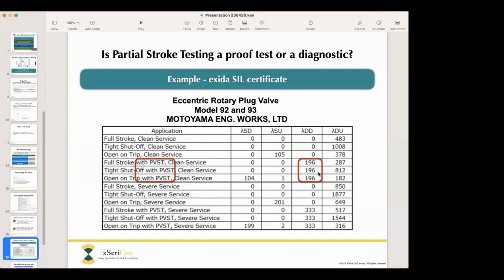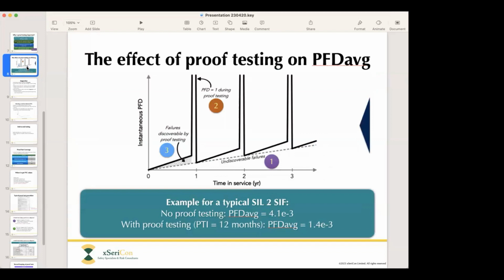If it is not a diagnostic, then you have to add that back into the lambda DU, which basically gives you the same lambda DU values as you got in rows 1, 2, and 3. So watch out for that, because that will give you an optimistic result in the calculation. If you don't take account of that, then basically those values will disappear. Remember back to this graph that I showed you before. If you count those as lambda DDs, it means they will not contribute to area 3 of the graph, which means that then you're doing an over-optimistic calculation.